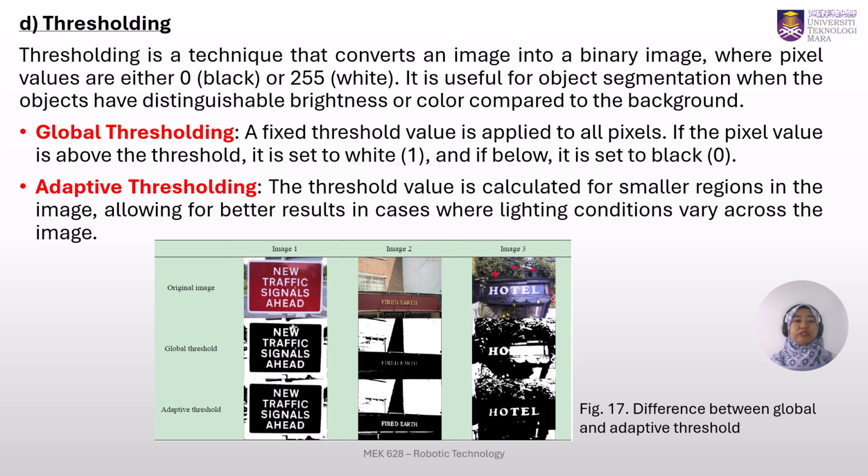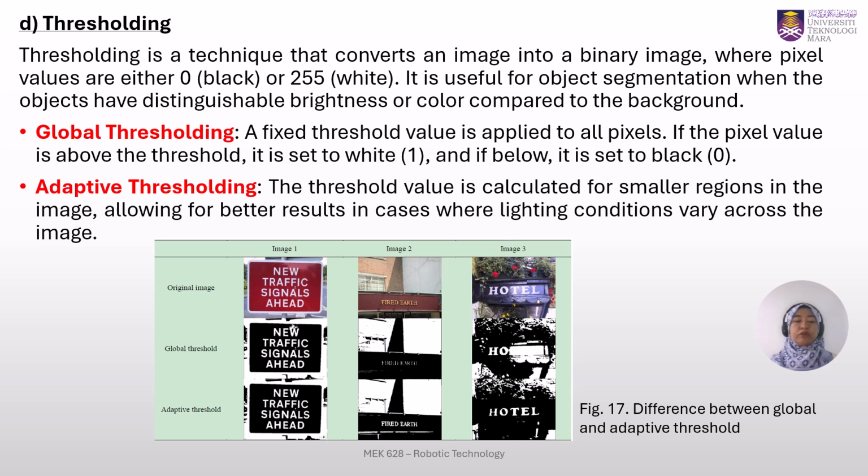We have two types of thresholding: global thresholding and adaptive thresholding. You can see the difference between global and adaptive thresholding in this figure 17. For global threshold, you can see it will do all the thresholding in the image overall. While for adaptive threshold, the value will be calculated for a small region in the image, which will allow for better results when the lighting conditions vary across the image.